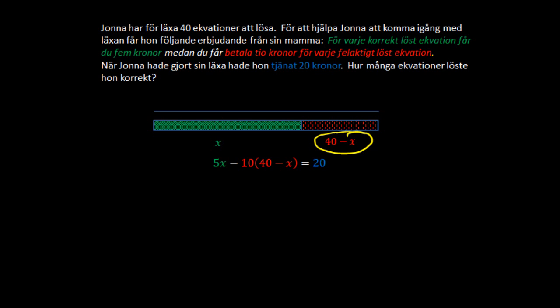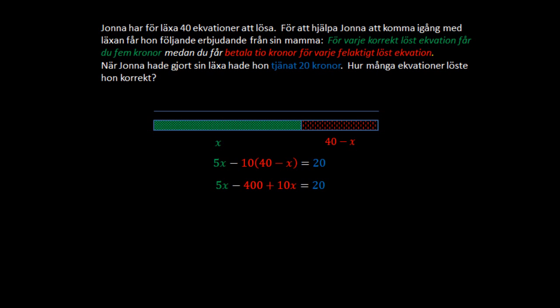Now, when we just set up the equation, we'll just say 40 minus x, this will end up being a number, and it will be multiplied by 10, and that'll be what she has to give to her mom. Whereas the 5 times the x, that'll be the number of crowns she gets from her mom. All right, so let's go ahead and take the next step here then.